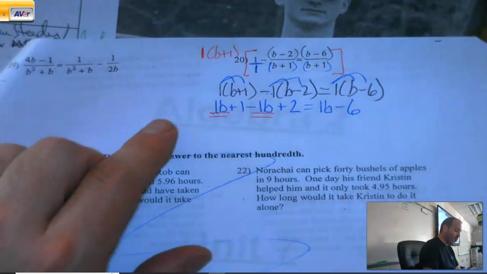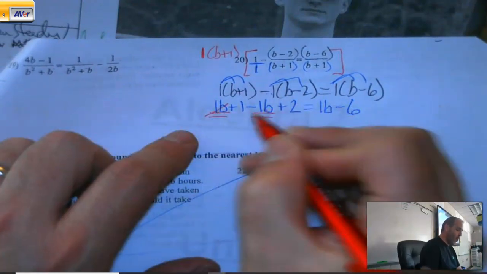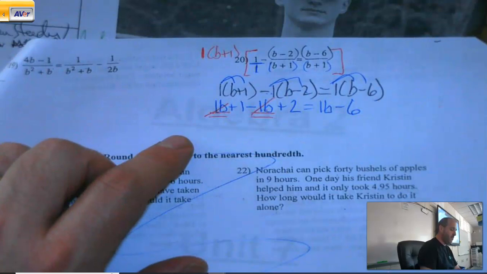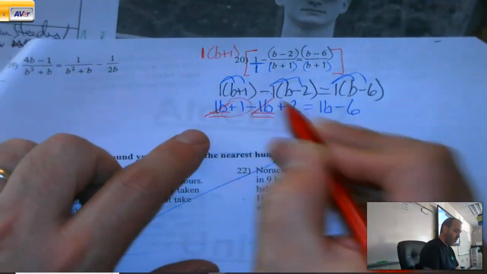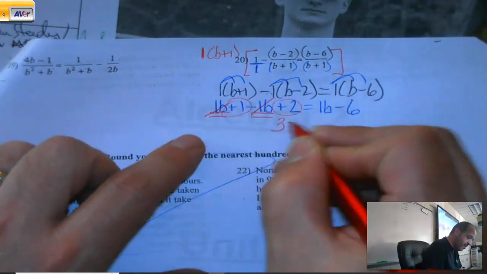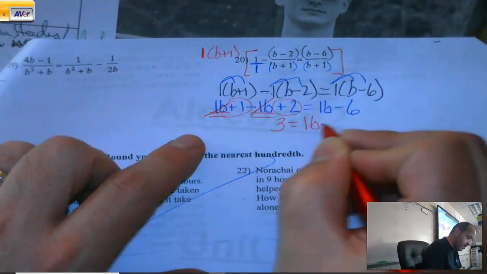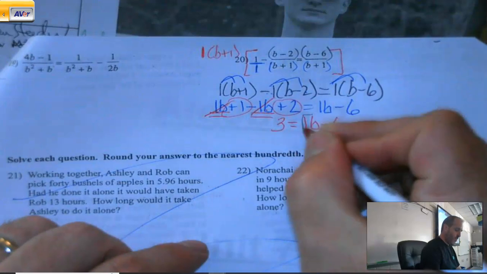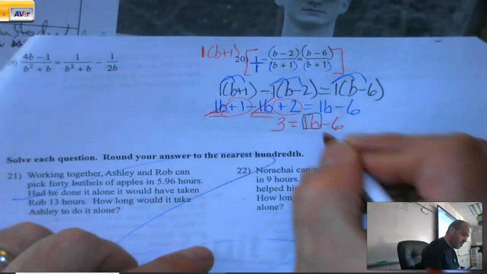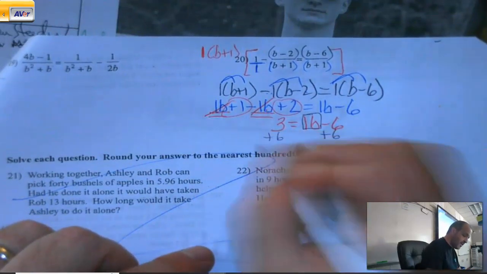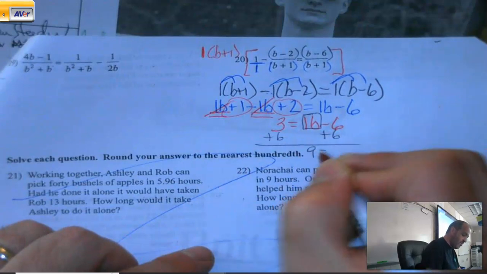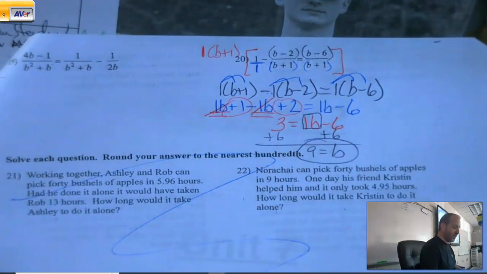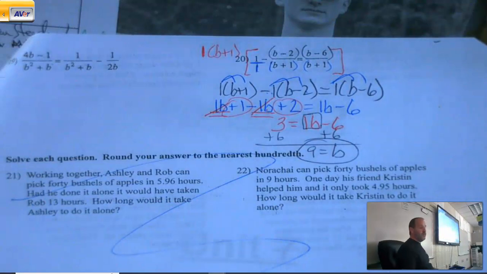So, they're on the same side of the equals. 1 minus 1, whack. 1 plus 2 is 3. Work on getting the b term alone. Add your 6. 1b is the same thing as just b. I mean, otherwise I could divide by 1. And I'm done.